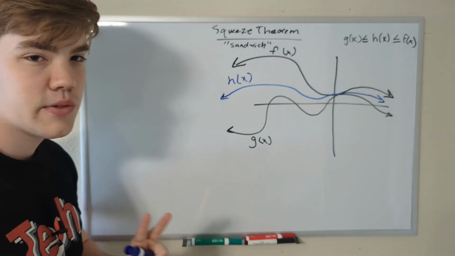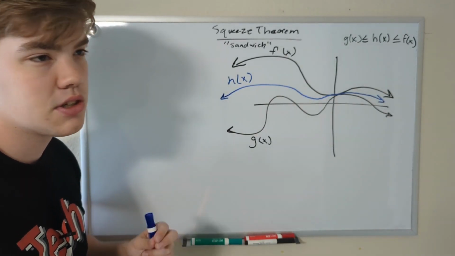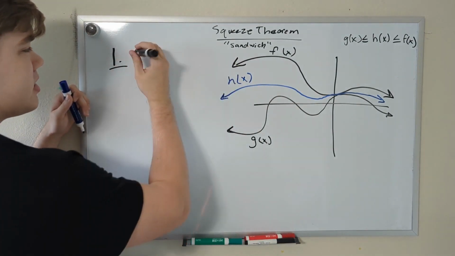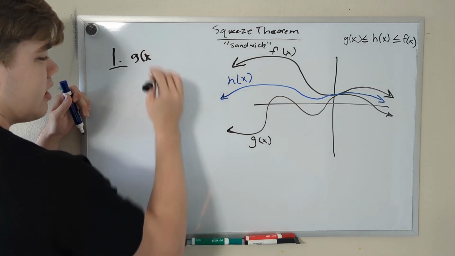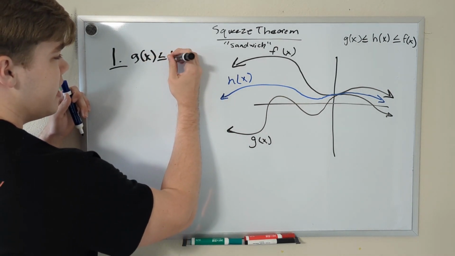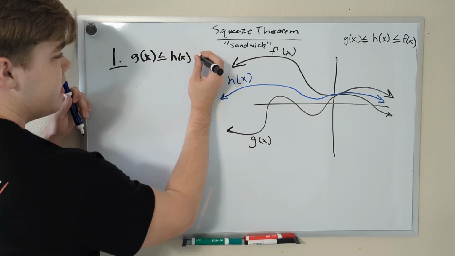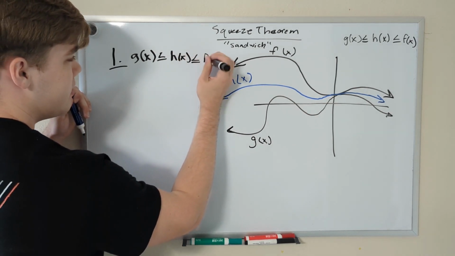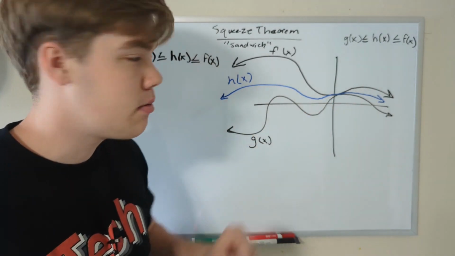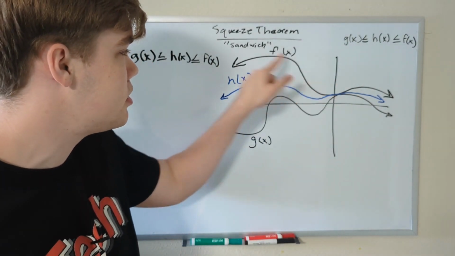There are two conditions the squeeze theorem must satisfy in order to be used to solve a limit problem. Thing number one is what I just wrote over there. It has to satisfy this condition. g of x, our bottom function down here, must always be less than or equal to h of x, and h of x must always be less than or equal to f of x. That's condition number one, which we have satisfied here.